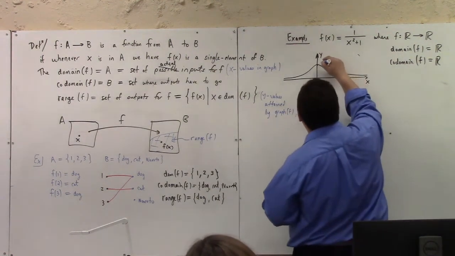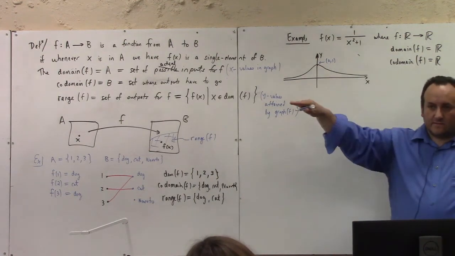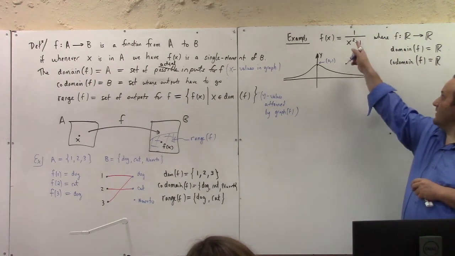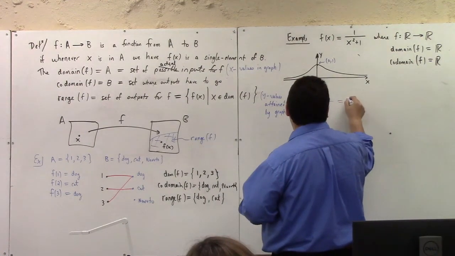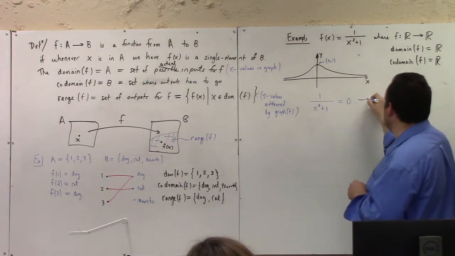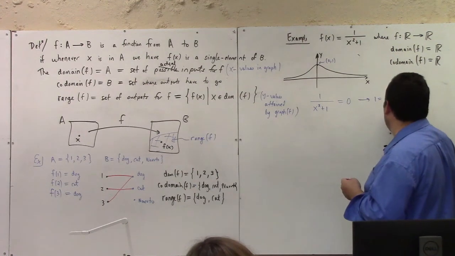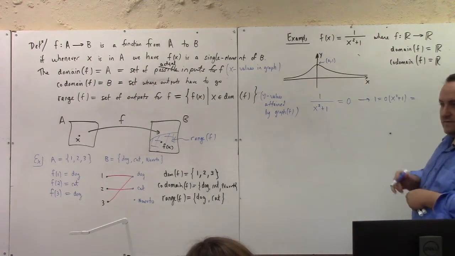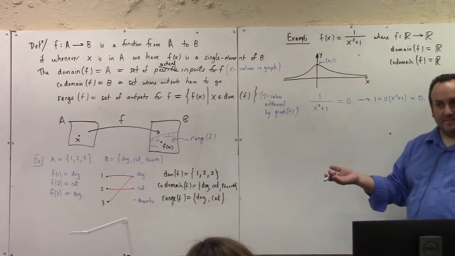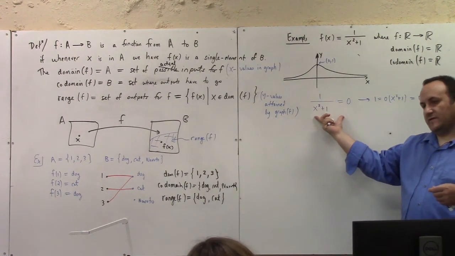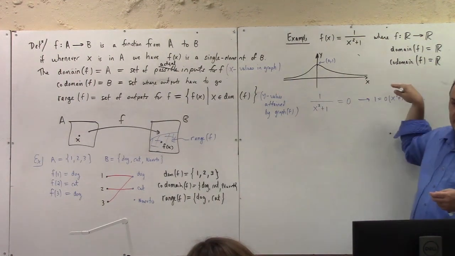So this point right here is 0, 1. If you look at it, it never gets to 0, right? If you set 1 over x squared plus 1 equal to 0, you won't get a solution. Multiply both sides by x squared plus 1, or cross multiply if you prefer. We get 1 equals 0 times x squared plus 1. What's 0 times x squared plus 1? 0. So 1 equals 0. This is false, which tells me there is no solution to 1 over x squared plus 1 equal to 0. That tells me the graph of this function does not cross the x-axis. There's no place where y is equal to 0 in the graph.